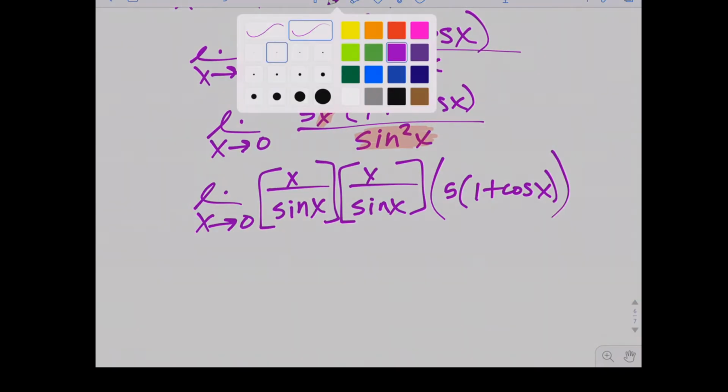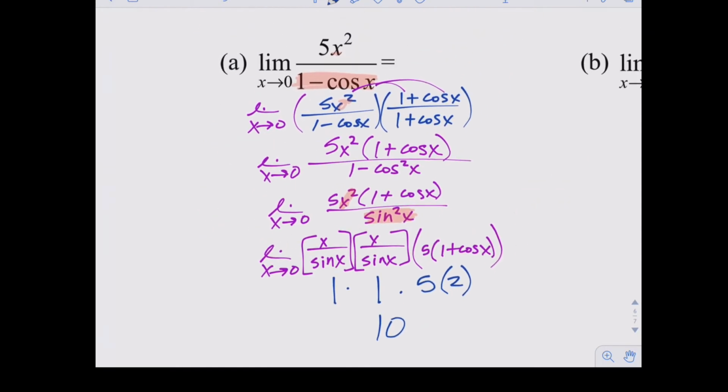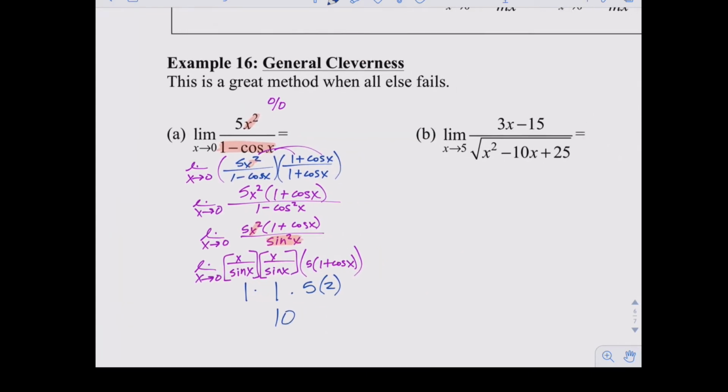Now we can evaluate it, right? What happens to the first factor? By memorization, 1. The second one? 1. And now the last one by direct substitution, 5 times 1 plus cosine of 0. Cosine of 0 is 1, so 1 plus 1 is 2, and then we end up with 10. So what started off as looking like a cosine thing that we memorized ended up really being a sine. So there's clever technique number 1. It's only clever really if you have to think about it on your own from scratch.